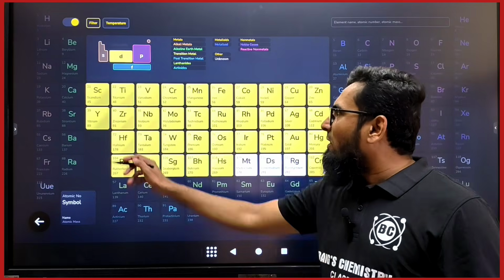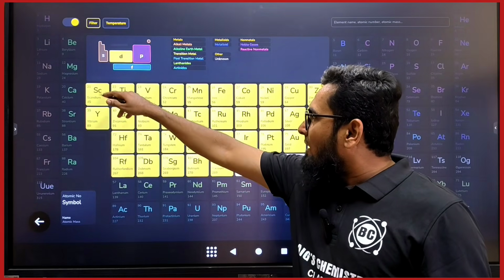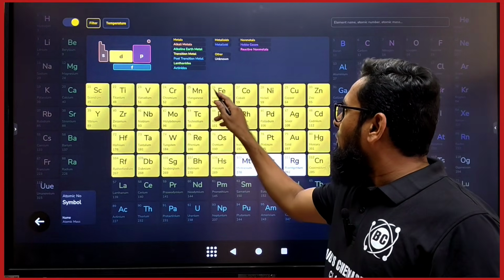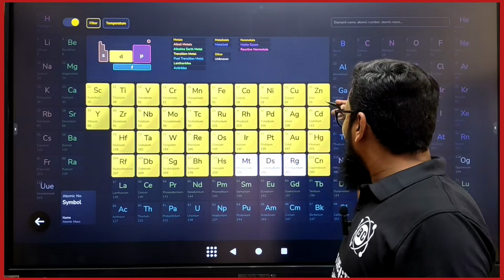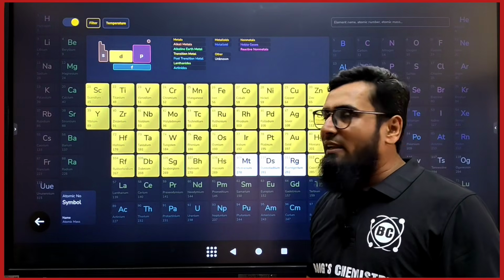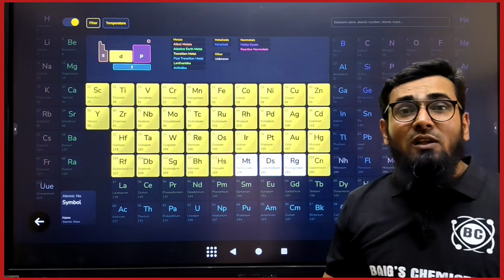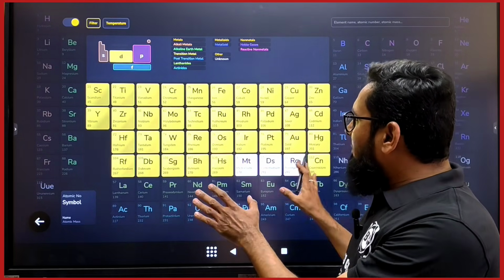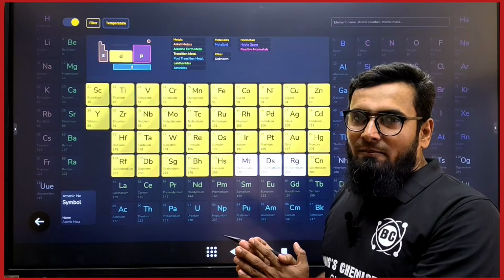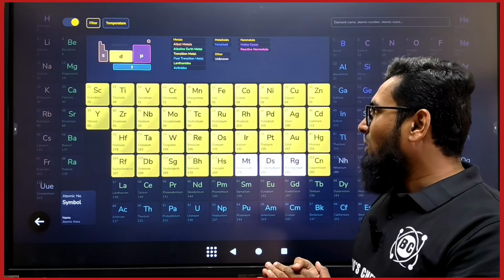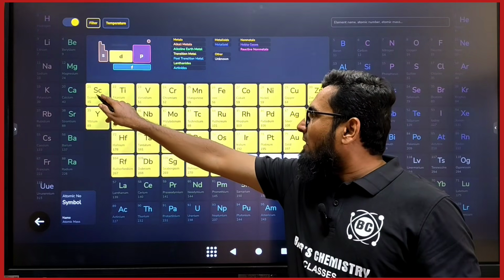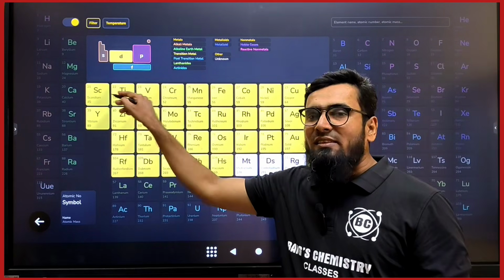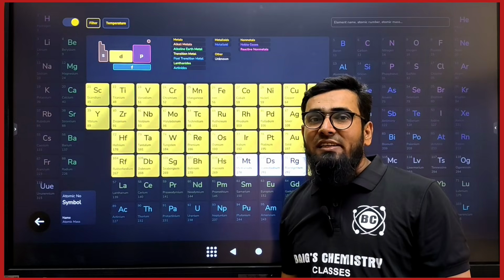So if you count this, how many are in number, students? If you leave this column, 1, 2, 3, 4, 5, 6, 7, 8, 9. Four nines, 36, 37 and 38. Total 38 elements are present. So these all elements are metals. D block metals you can also say. Okay. So in D block, scandium to zinc constitute one series. This is one row which is called the 3D series.